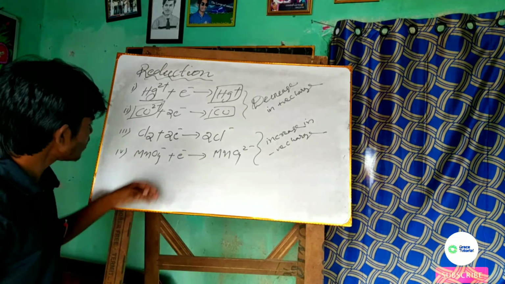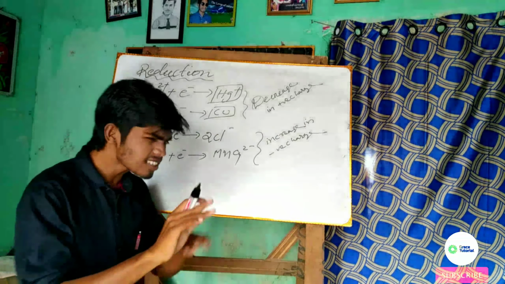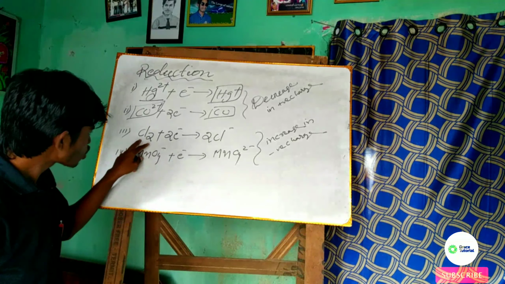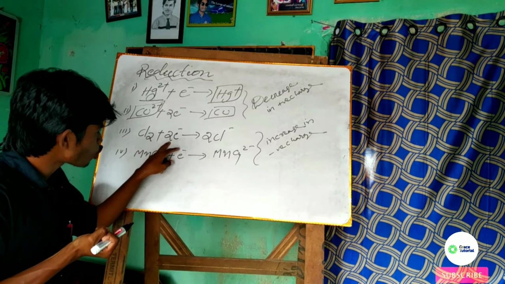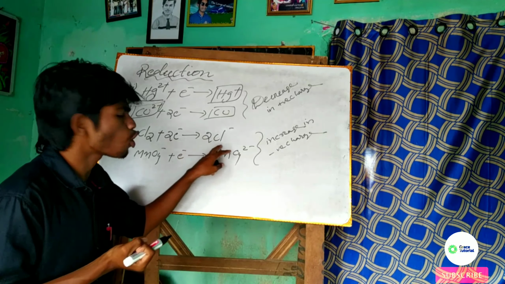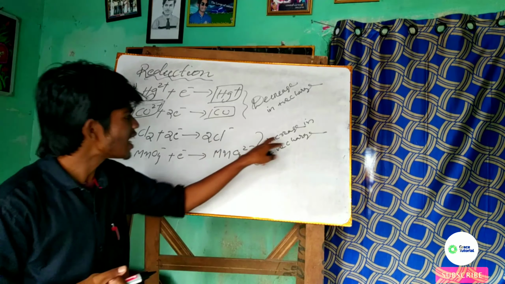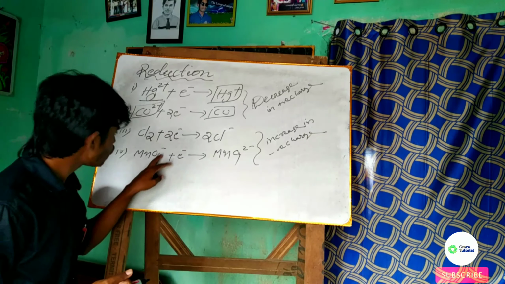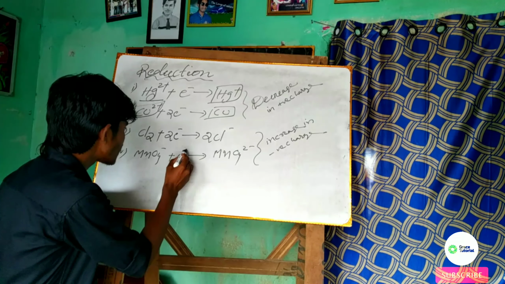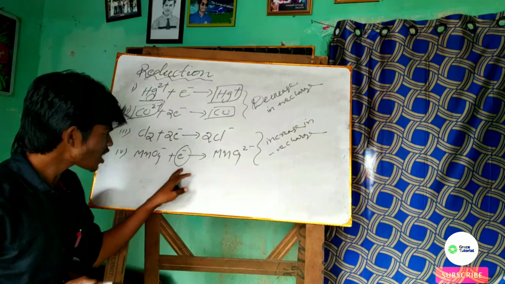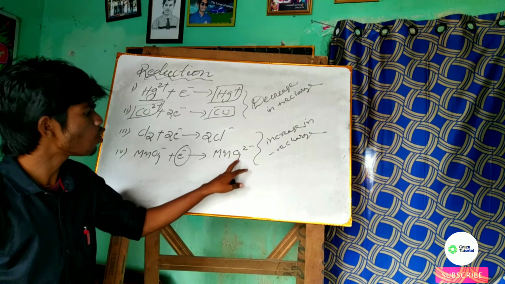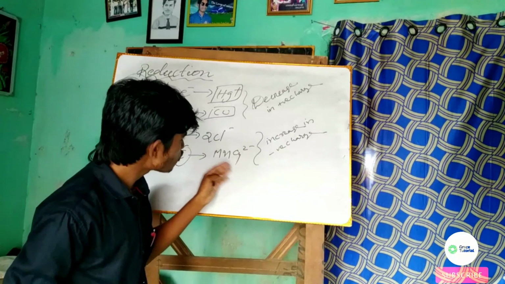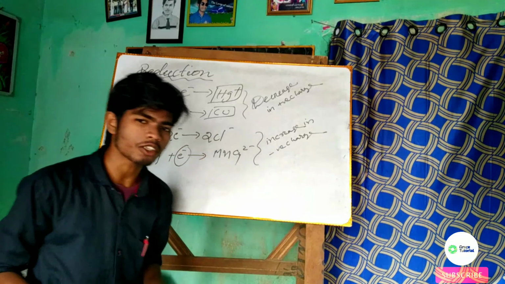Similarly, we have 2 other examples, but here this is something different. There is an increase in the negative charge. How? When chlorine gains 2 electrons, it becomes 2 chloride. That means there is an increase in the negative charge. Similarly, we have MnO4 minus, and due to the gain of 1 electron, we get MnO4 2 minus. That means there is an increase in the negative charge.